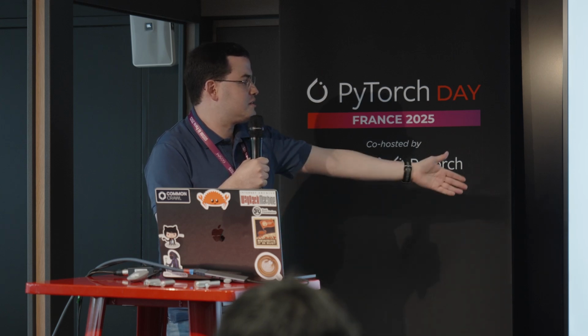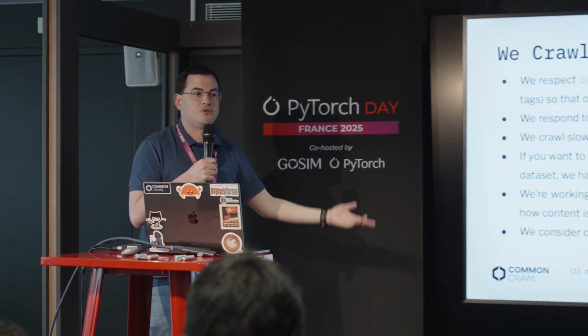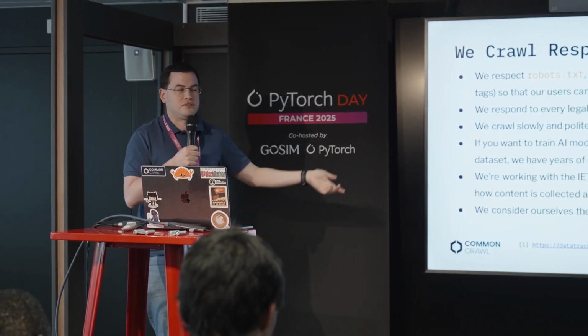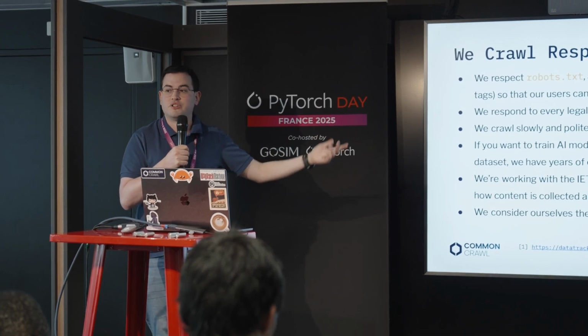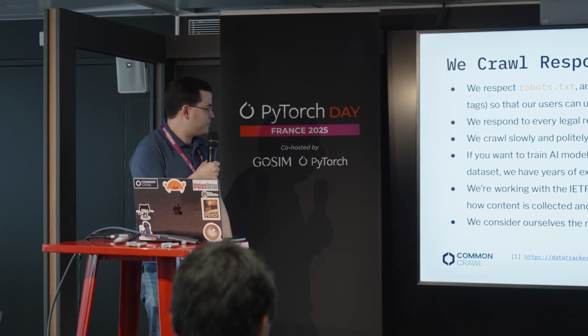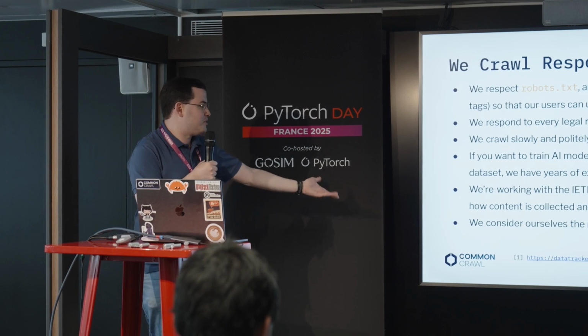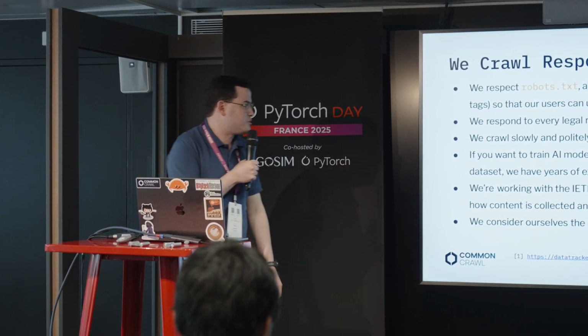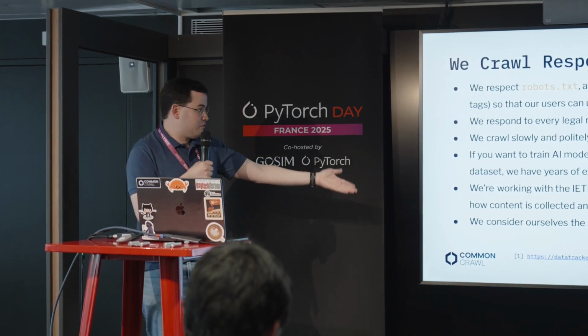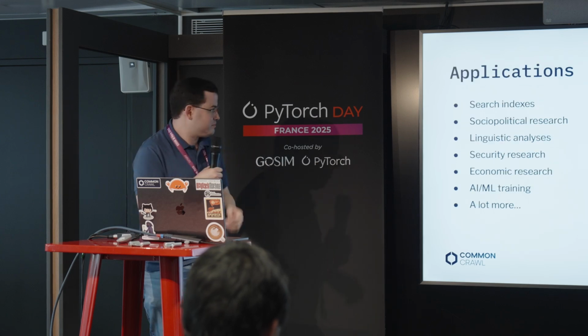And we are also trying to work on preference signaling for AI. This is work that we're doing in collaboration with the IETF to extend robots.txt to actually let content creators and rights holders express preferences about AI. So we consider ourselves probably the most responsible web crawler that is available for training data.